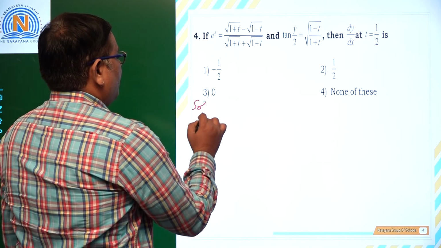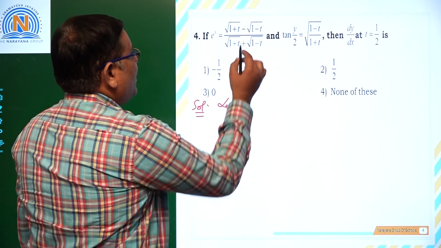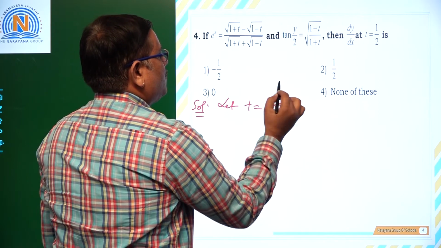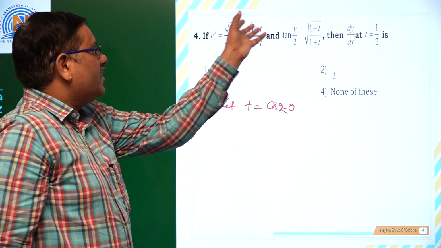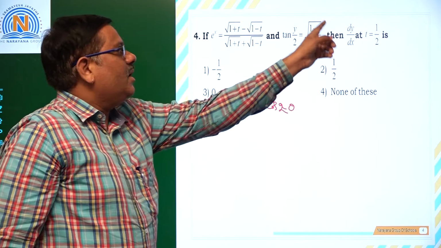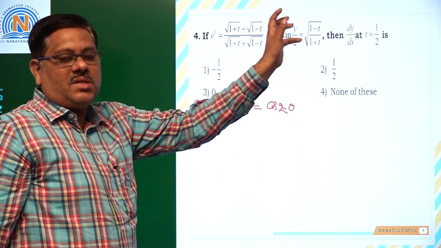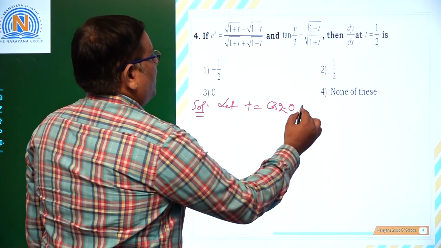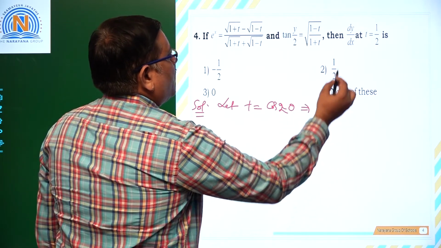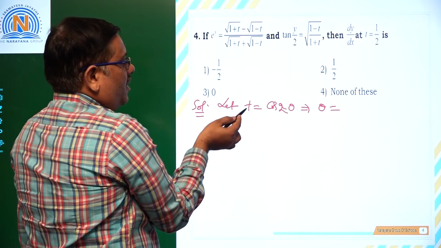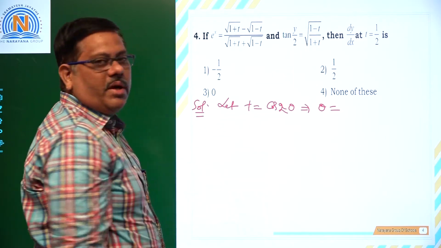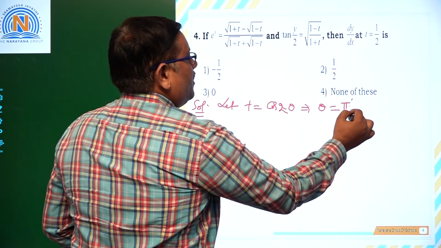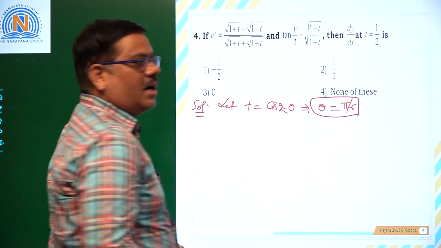Interesting question. First let us take t as cos 2 theta. Why should I take cos 2 theta? If I take cos 2 theta, this function becomes a simple function. Similarly, here also it becomes a simple function. So substitution we have to use here. If t is cos 2 theta, then the theta value also you can find out. Because t is 1 by 2 here, t equal to 1 by 2 means cos 2 theta is 1 by 2. 2 theta is pi by 3. Theta is pi by 6. This is a useful result. We will see it later.